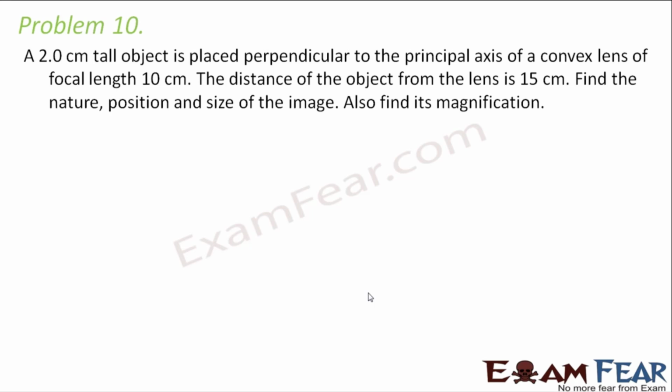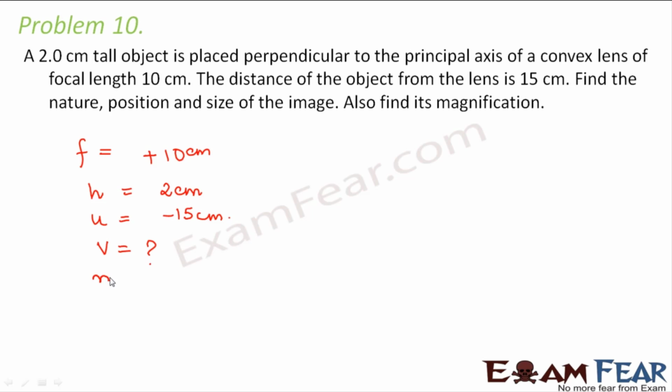It says that a 2 centimeter tall object is placed perpendicular to the principal axis of a convex lens of focal length 10 centimeters. So in this case, focal length is 10 centimeters. For a convex lens, focal length will be positive. Now what is the height of the object? It is 2 centimeters. The distance of the object from the lens is 15 centimeters. So U is minus 15 centimeters. So we have to calculate the value of V and also magnification.